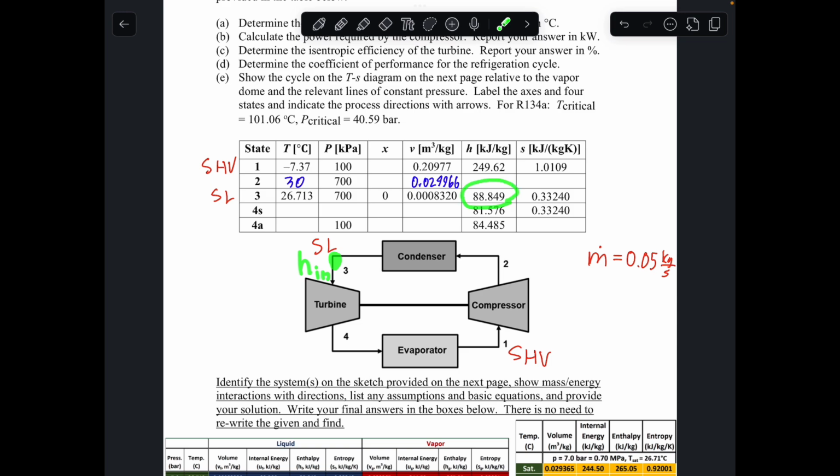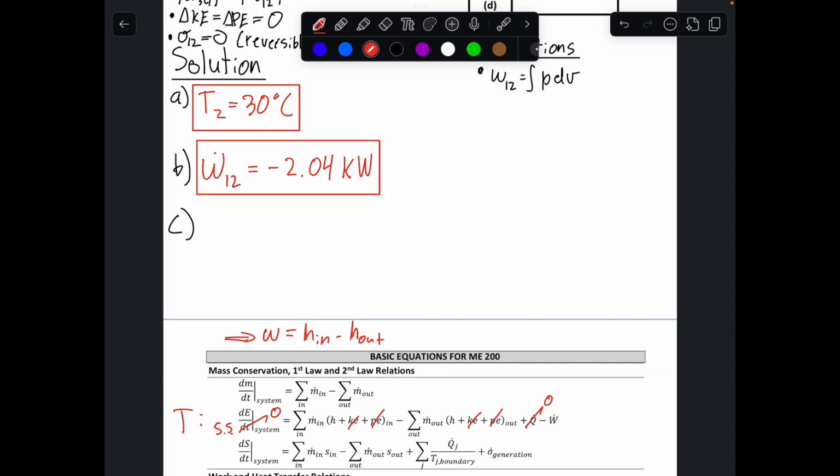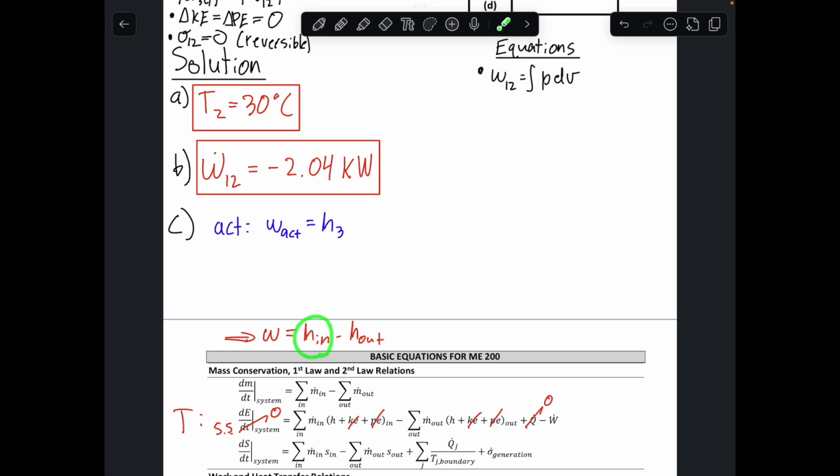But then our actual enthalpy out is given as this state 4A. Our actual enthalpy out is this value right here. And then our isentropic enthalpy out is going to be this value right here at the 4S state. So we can just use these two values and this value in order to plug things in for the two different cases of actual versus isentropic. So I'll just write that out. So first we'll do our actual case. Our work actual, like we said, is going to be equal to H in, which is just H3, and then minus our H out, in this case, is H4 actual.